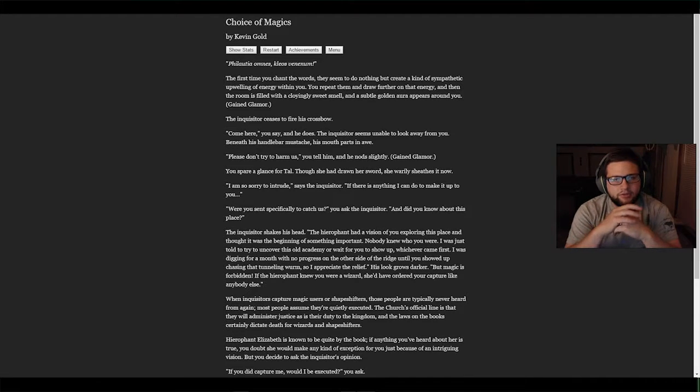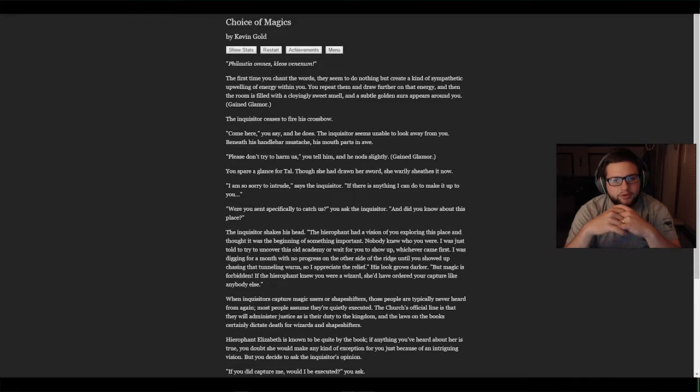Philautia omnis, Cleos venenum. The first time you chant the words, they seem to do nothing but create a kind of sympathetic upwelling of energy within you. You repeat them and draw further on that energy. Oh, it's glamour. We just read that, I guess. You repeat them and draw further on that energy, and then the room is filled with a cloying sweet smell, and a subtle golden aura appears around you.